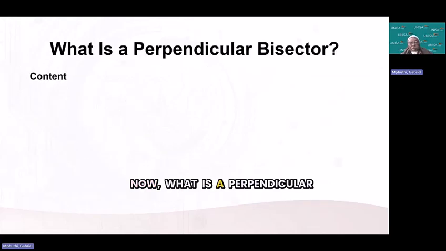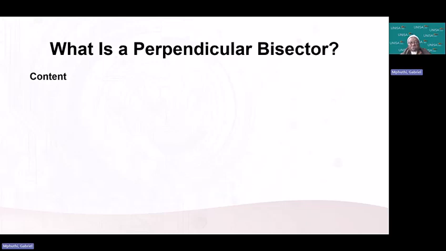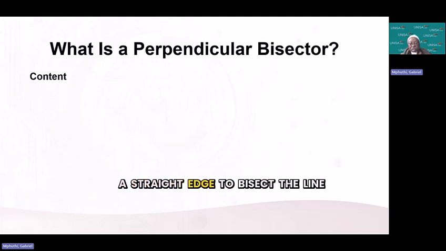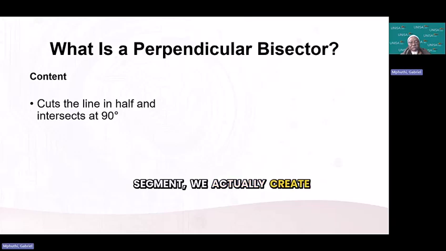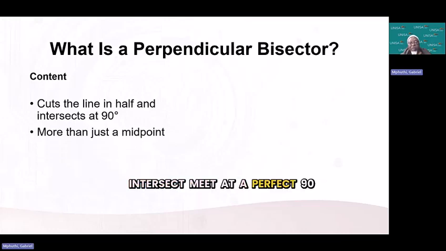Now, what is a perpendicular bisector? When we use a compass and a straight edge to bisect a line segment, we actually create something even more powerful, a perpendicular bisector. Remember from grade 7, perpendicular lines intersect, meet at a perfect 90-degree angle. A perpendicular bisector not only cuts the line in half, finding its midpoint, but it also crosses or intersects that line at a perfect right angle. So in actual fact, it's a 2-in-1 construction.